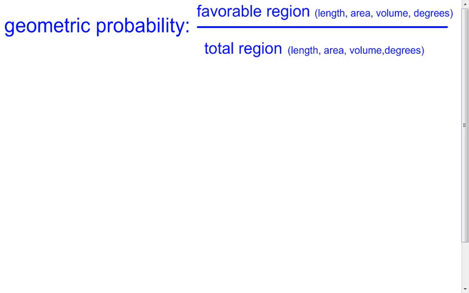Now, when I look at just probability, generally speaking, I look at the number of favorable outcomes divided by the number of total outcomes. So similar here, but it's just going to be talking about regions instead of outcomes. Now those regions could be lengths, areas, volumes, degrees, many things, just dealing with a geometric aspect instead of the regular old probability.